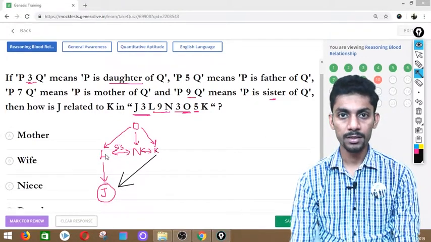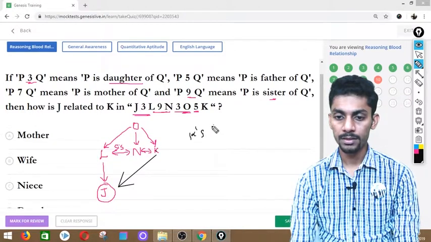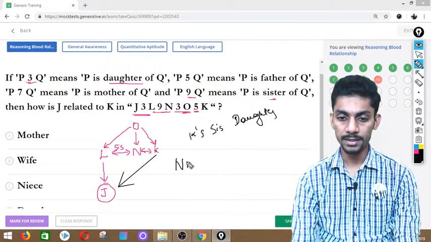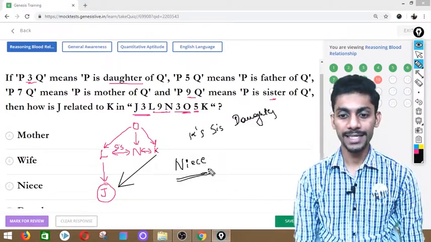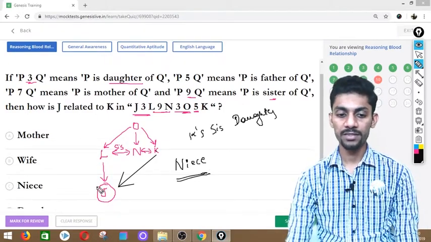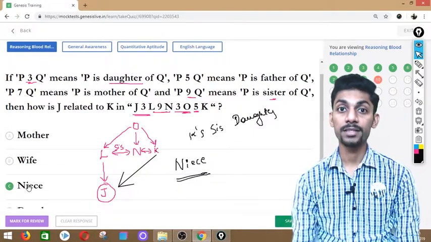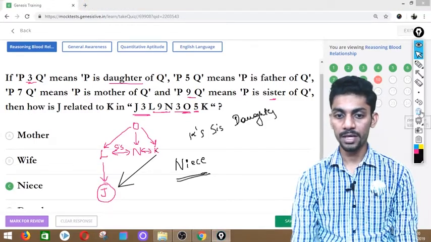In this case, this is sister's daughter. So the answer is K's sister's daughter. How do you call a sister's daughter? In English it is niece. For son it is nephew, and for female it is niece. So J is niece of K. Clear? Niece of K. That is option C. Niece. That is your sister's kid. Sister's daughter is niece. Sister's son is nephew. Clear? Yes. So mark it and go for next one.